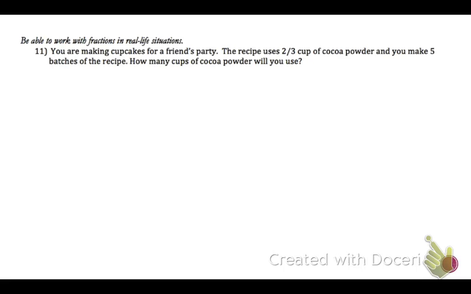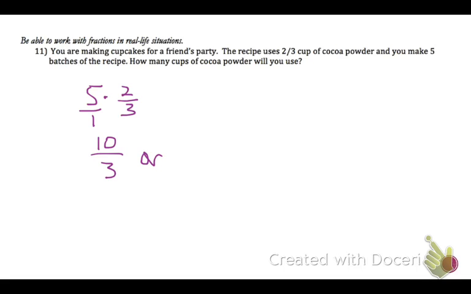Sometimes you'll have fractions in real life situations, and you need to be able to work with those. So you're making cupcakes for a friend's party. The recipe uses 2/3 of a cup of cocoa powder, and you make 5 batches of this recipe. How many cups of cocoa powder will you use? So you use 2/3 5 times, so you're going to multiply 2/3 times 5.